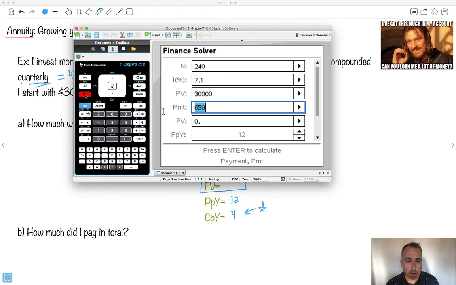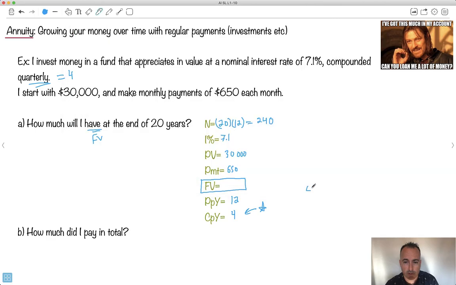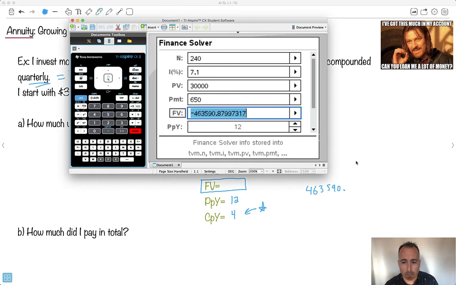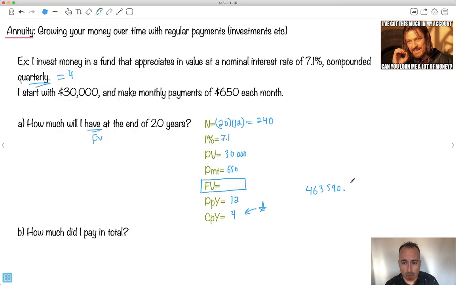So I'm going to put my cursor on future value. I'll press enter. You notice then it's going to be 463,590.88, if I really want to be specific, right? So there we go. That is how much I will have at the end of the 20 years. Isn't that actually kind of great?